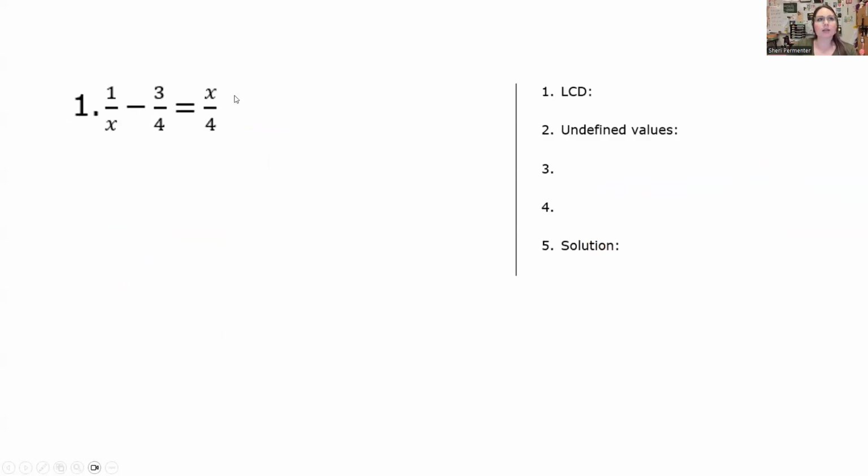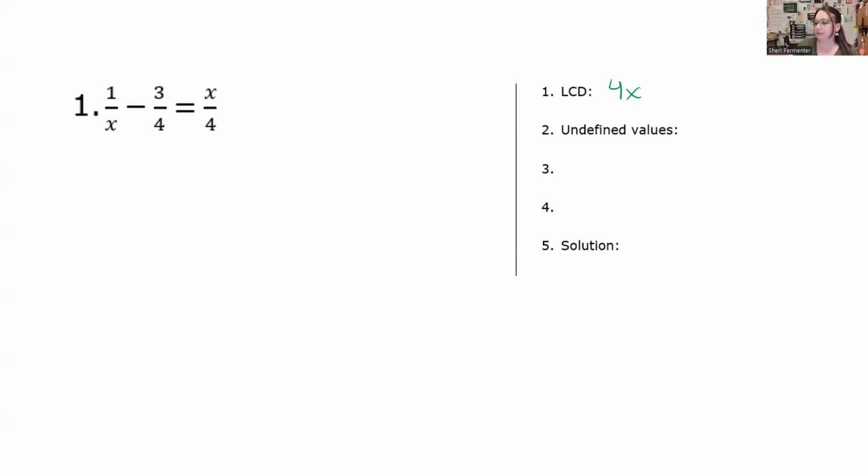Problem number 1. So these have an equal sign. They're an equation, so it's different than what we've been doing. We're going to actually solve for x and get a value. First thing that we have to identify is the lowest common denominator. So taking a look, this has an x and this has a 4. If they have nothing in common, usually you just multiply them together. So the lowest common denominator is going to be 4x.